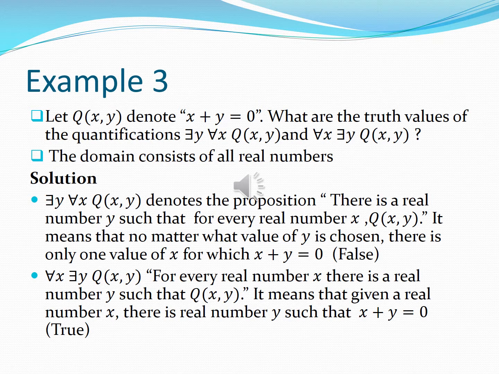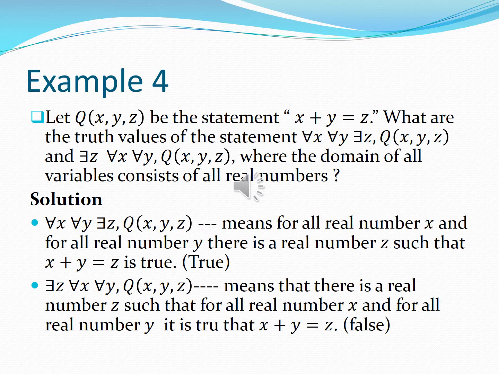The second statement has the universal quantifier x, followed by the existential quantifier y, and then q of x. What does that mean? This means for every real number x, there is a real number y such that q of x, or such that x plus y is equal to 0. It means that given a real number x, there is a real number y such that x plus y is equal to 0. Yes, that's a true statement.